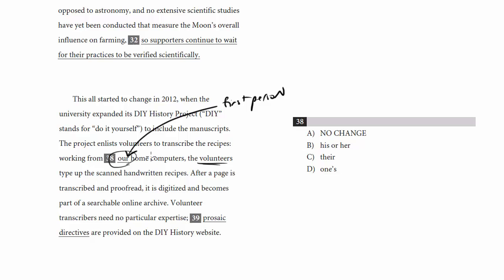So this pronoun really should agree with the volunteers. So it should be a pronoun that would replace volunteers, so third person and plural. So we look at the choices and C would do it, their. Working from their home computers, because we're referring to the volunteers. So we can get rid of A. D, ones is singular, so that's not good. And B is also singular. His or her is actually the singular form of this pronoun, even though it's got his and her in it, because it's connected with an or, it's actually singular. So we can get rid of B, and C is the best answer.